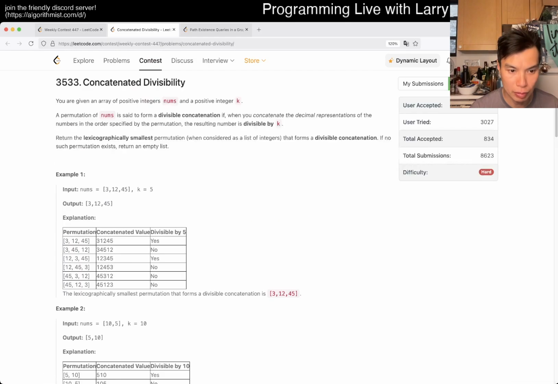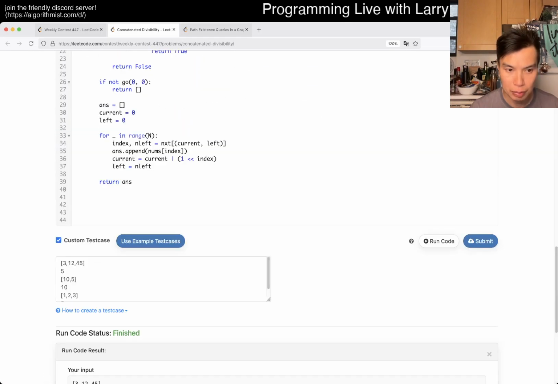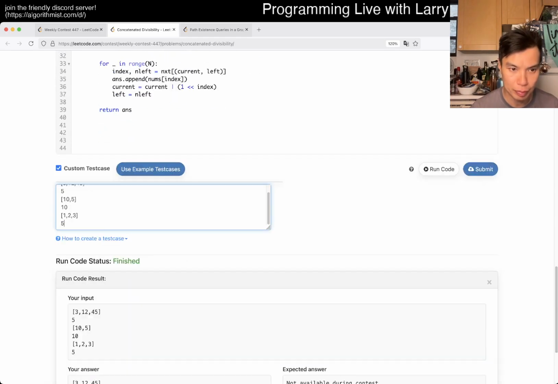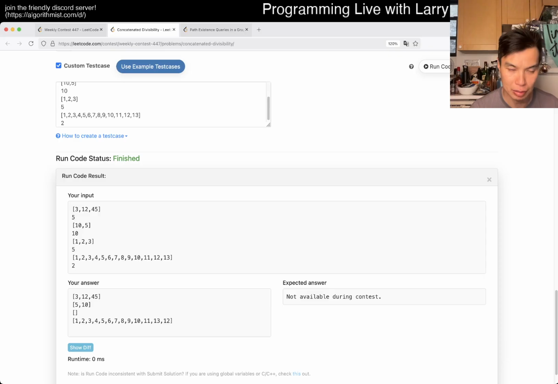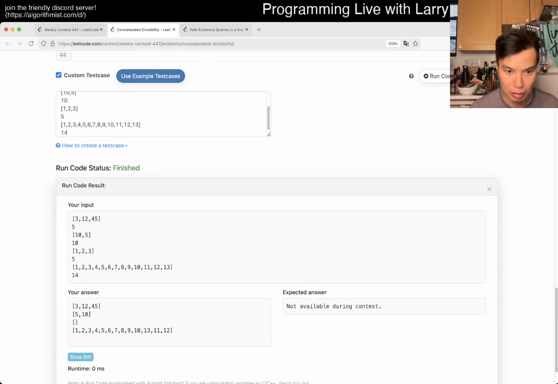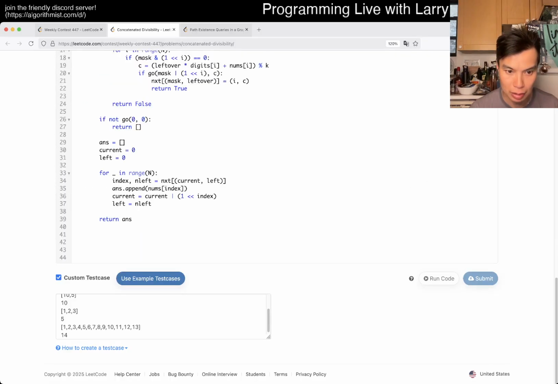Okay, 3, 12, 4, 5, 5, 10. Should be good. Let's try. A big permutation thing. Looks pretty fast, but that's because this is... what. Okay, still looks pretty fast. Let's YOLO submit. Come on.